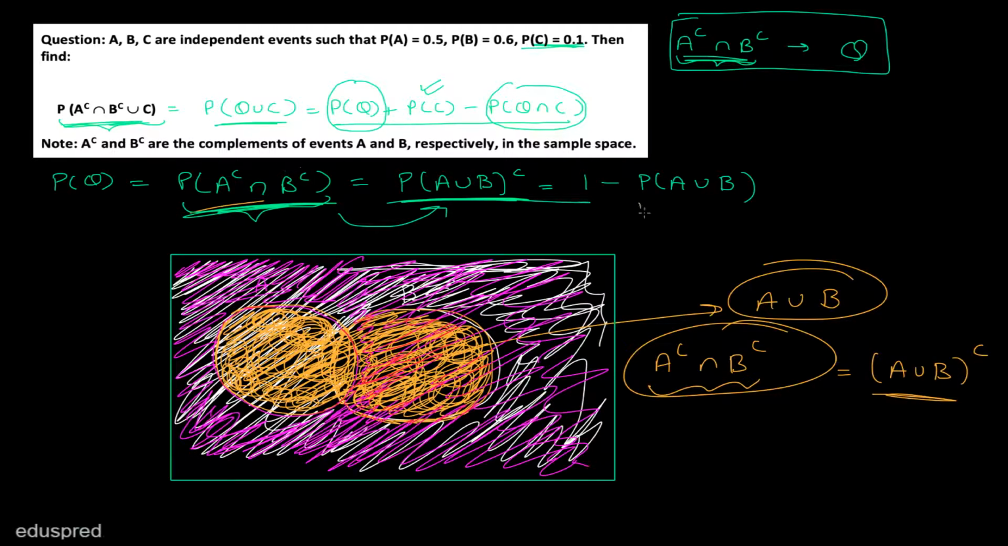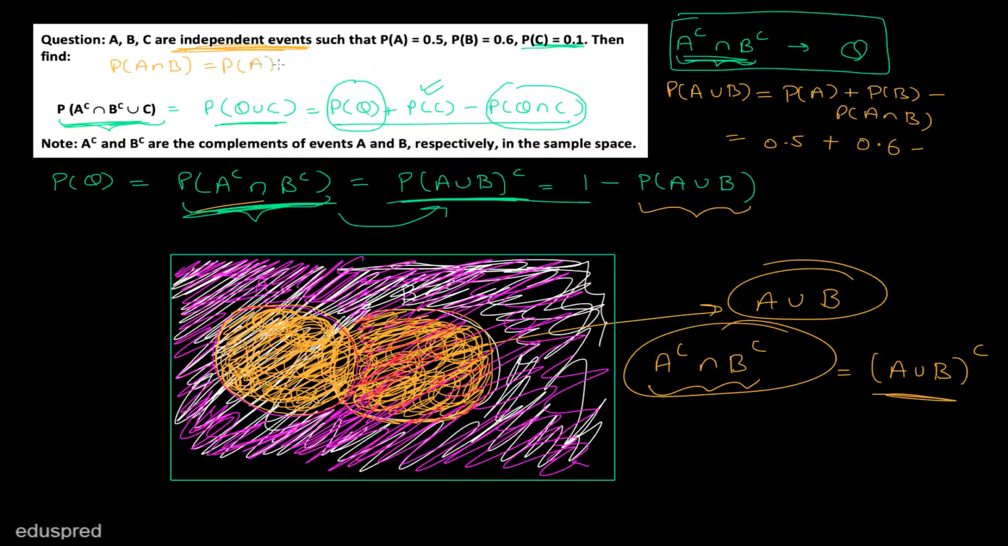So now let's figure out what is this probability of A union B. The probability of A union B, as we know the formula, is probability of A plus probability of B minus probability of A intersection B. So probability of A is 0.5, probability of B is 0.6. We are not given the probability of A intersection B directly, but they have given us that A, B and C are independent events. That means probability of A intersection B is equal to probability of A multiplied by probability of B, which is equal to 0.5 multiplied by 0.6, and this is 0.3.